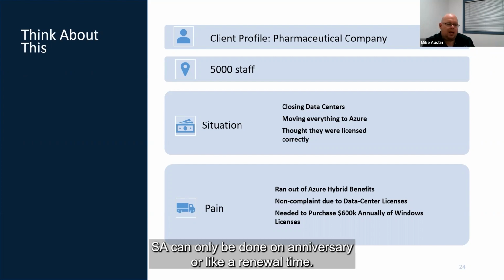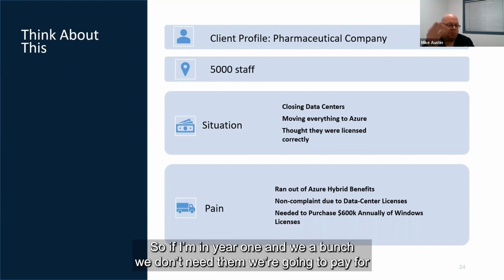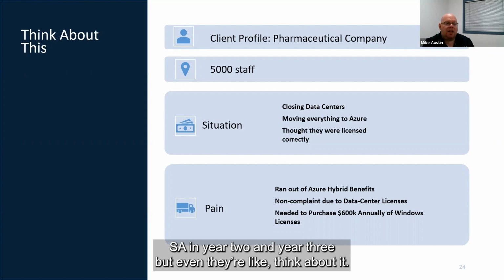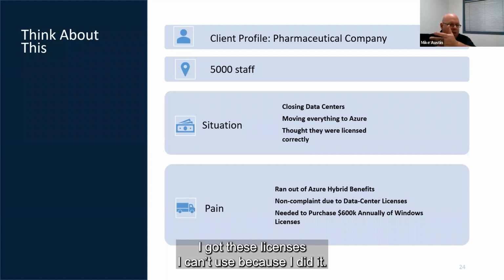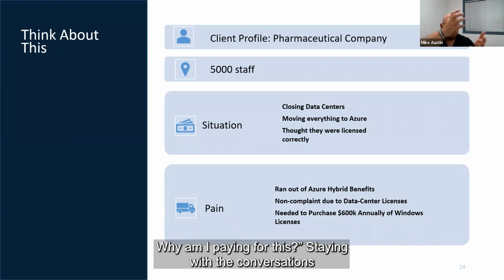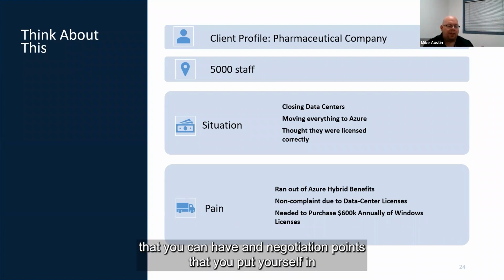Dropping SA can only be done on anniversary, like on renewal time, right? So if I'm in year 1 and we move a bunch and we don't need them, we're going to pay for SA in year 2 and year 3. But even there, think about it. Hey, Microsoft, I just went from spending zero to all this money in Azure. I got these licenses I can't use because I did it. Why am I paying for this? So think about the conversations you can have and the negotiation points that put you in a strong position.